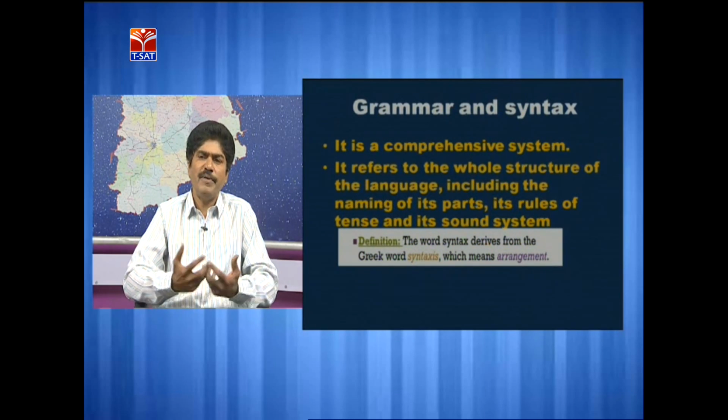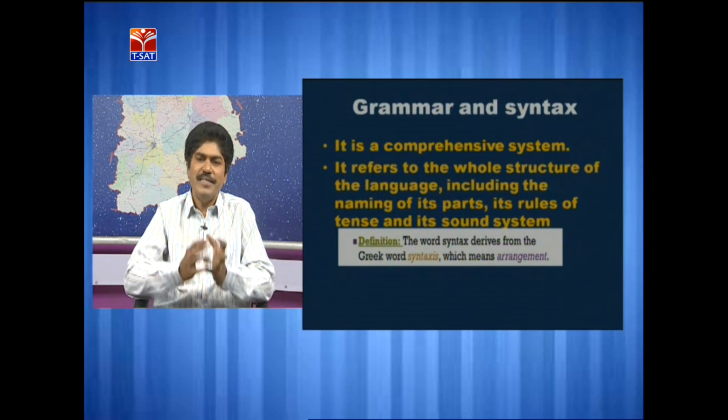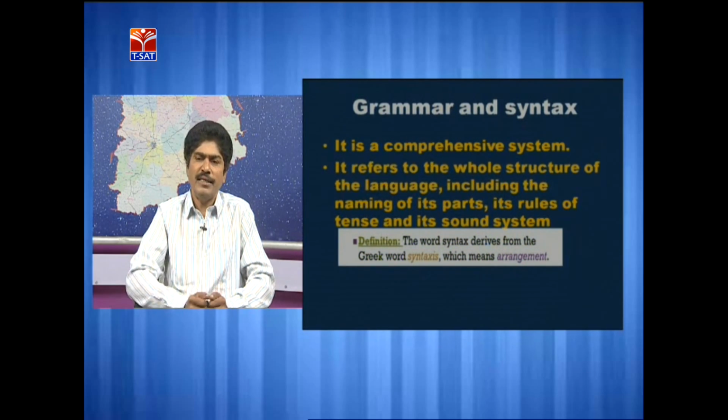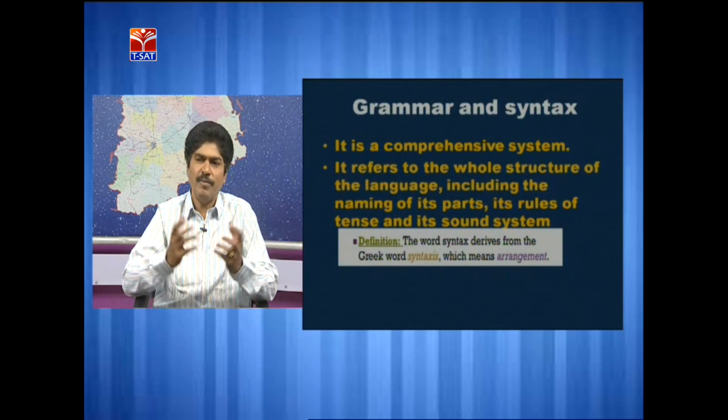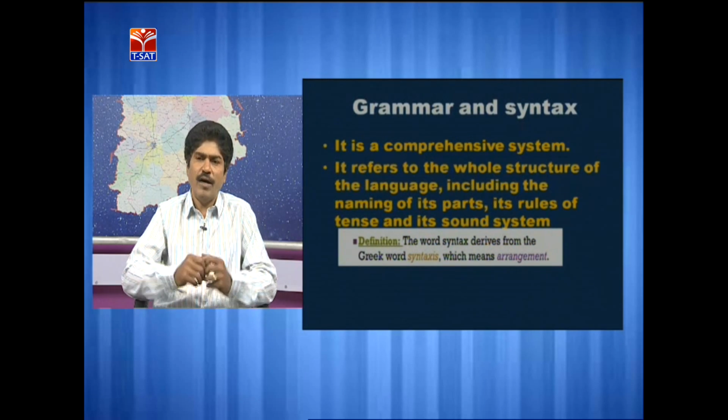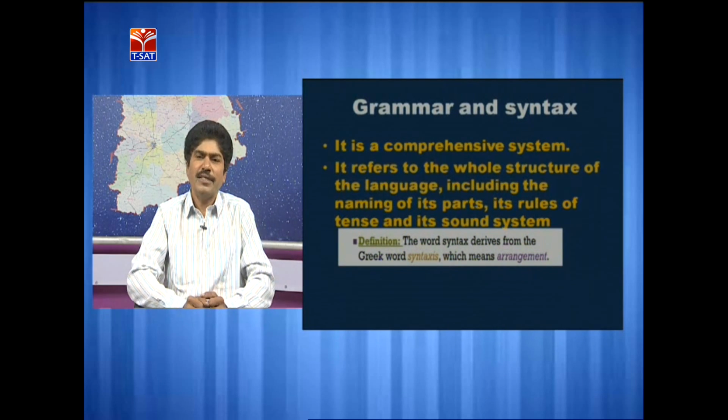And what is the difference between grammar and syntax? Syntax is a part in grammar. Grammar is a very broad term. It is a comprehensive system. It refers to the whole structure of the language.